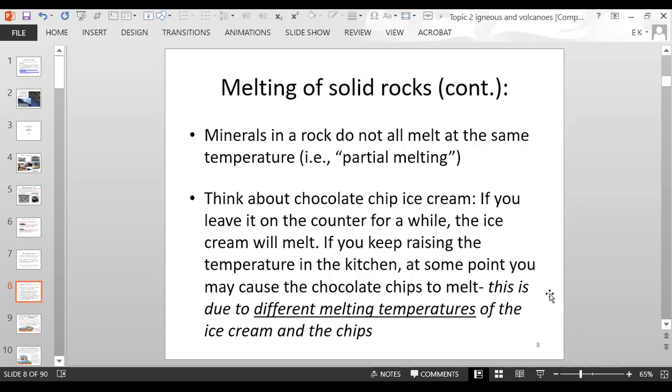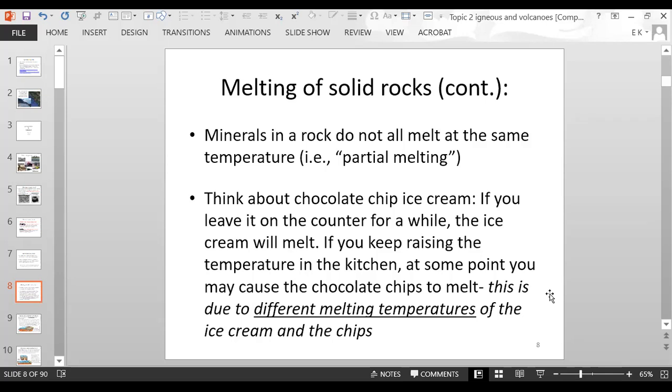So I will give you a food example of partial melting. You could think about chocolate chip ice cream. If you were to leave the chocolate chip ice cream on the counter, the ice cream will melt. But even though the ice cream melts, the chocolate chips will still remain solid at room temperature. So that's like partial melting, okay? Because the chocolate has a different melting temperature than the ice cream does.